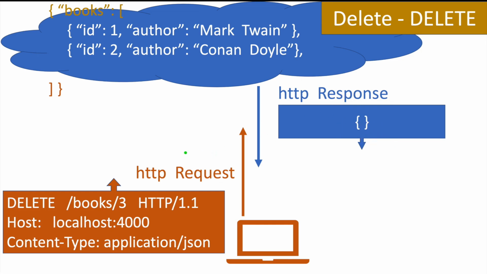Let's examine this one more time. To delete a book record, we'll have to specify the delete HTTP method in the request line, and then in the path we have to specify the ID of the book record that we want to delete, and then we have to specify the header fields. We don't need to specify any message body, and the HTTP response will be an empty object. Let's write this request also by hand.